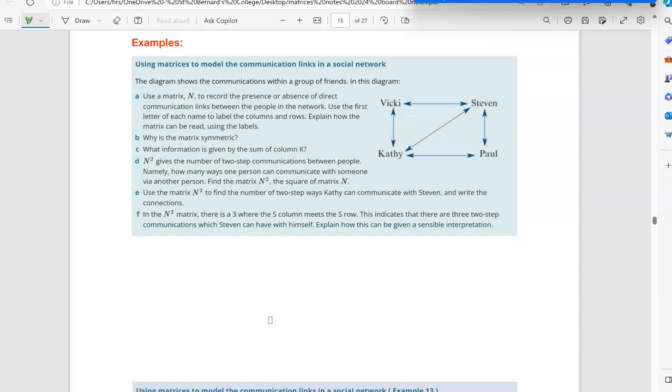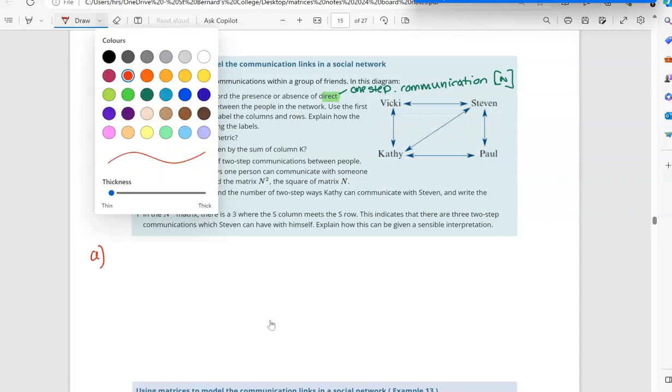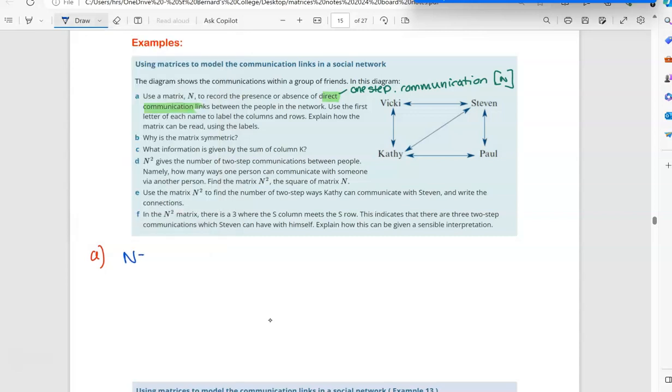All they're saying here, when they say direct communication, just write in there that what they're asking for is the 1-step communication matrix. Sometimes we need to write that, because if they word things differently, they essentially want you to call it N. That's okay, we'll do that. For part A, when we're explaining it we normally call it matrix C, but they want me to call it matrix N. That's fine.